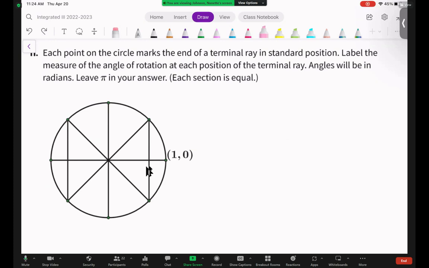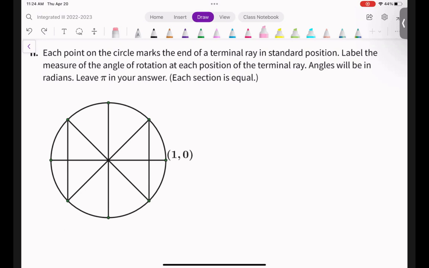Okay, so right now you guys are going to go to your groups and all you're going to do is label the measures of the angles of rotation at each position. They don't want the coordinates. They just want the angles of rotation. Like, how much did this circle turn from here to here? Got it? Okay. So I'm going to pause the video and you guys are going to go. And then if you're watching the video, just come back and check your answers.